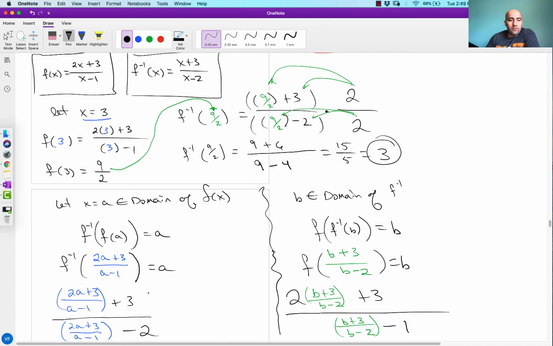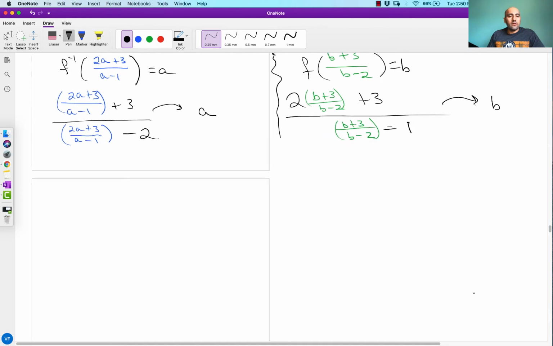And I need to show that after all this magic, if I cancel and reduce and combine and do my algebra, my goal is to show that this will lead to A and that this will lead to B.